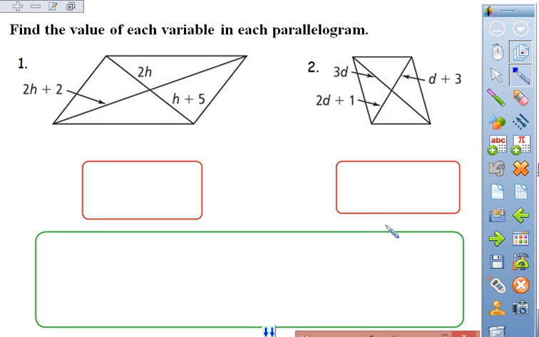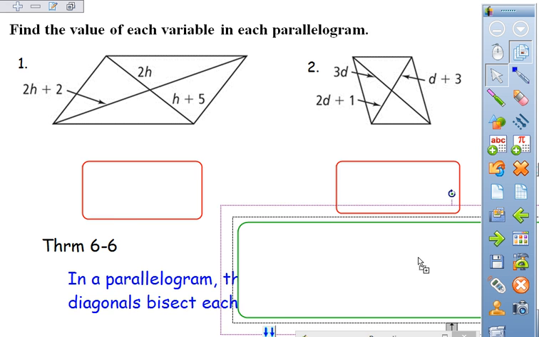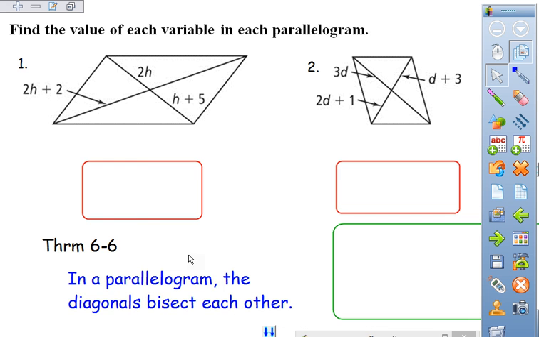The next slide says, find the value of each variable in the parallelogram. So in the first parallelogram, we want to remember that the diagonals bisect. In a parallelogram, the diagonals bisect each other. So what that means is that this is a midpoint. So this side is the same as this side, and this length is the same as that length.